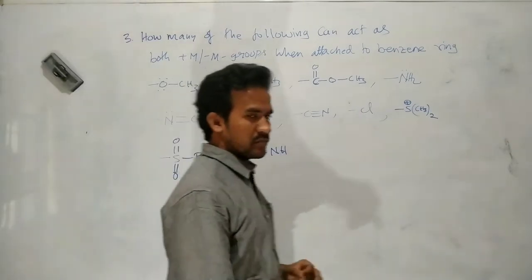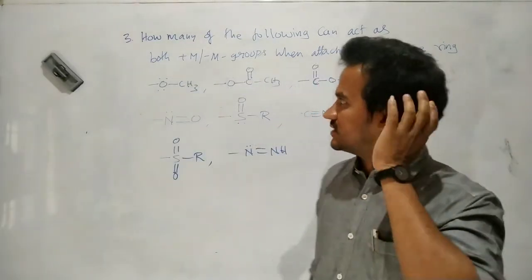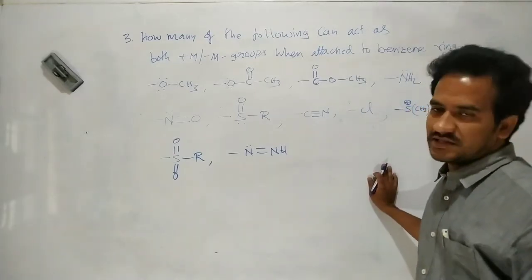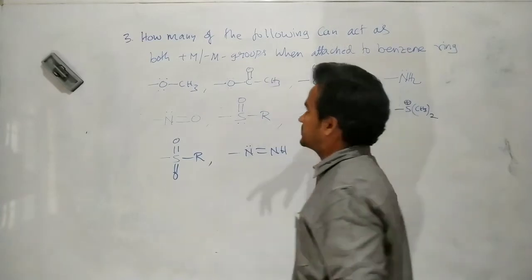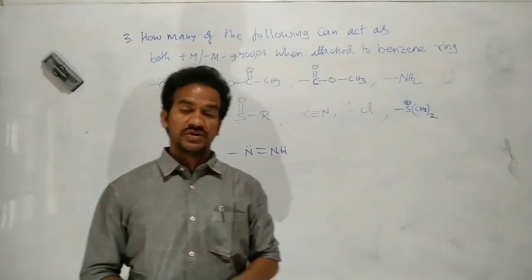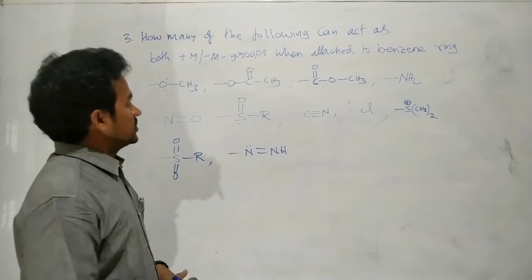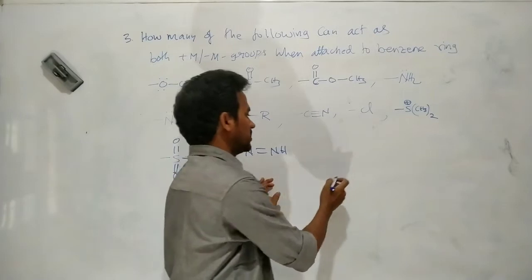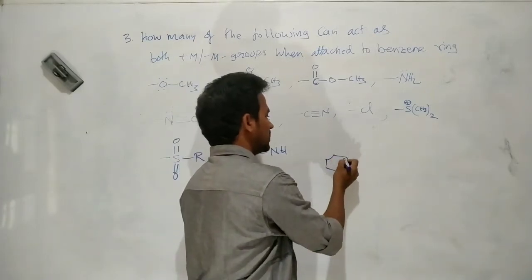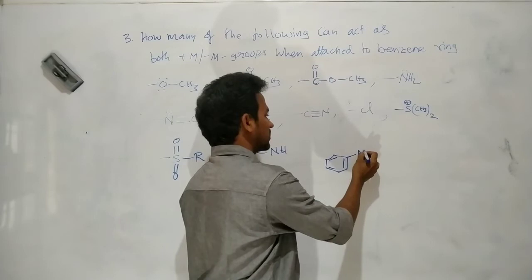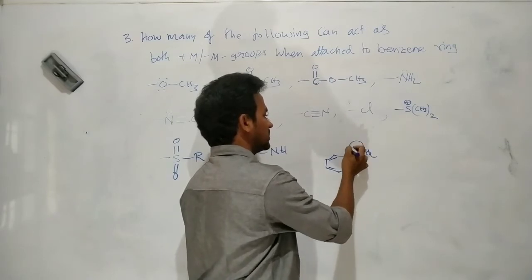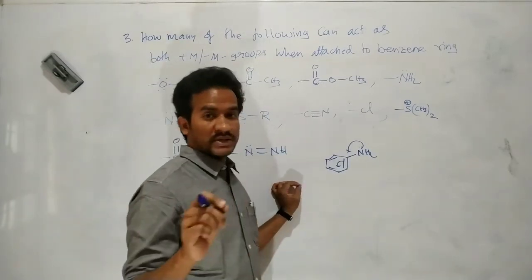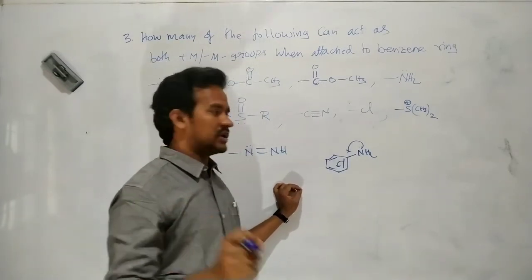Okay, so next, one more important point in the mesomeric effect, and it is a numerical type question. How many of the following can act as both plus M and minus M groups when attached to the benzene ring? Here, for a group to act as a plus M group, it must have non-bonding electrons, like this one acting as a plus M group.